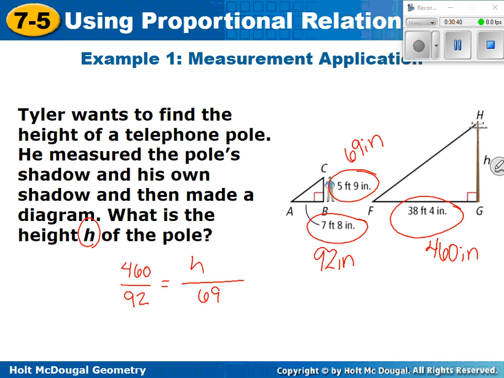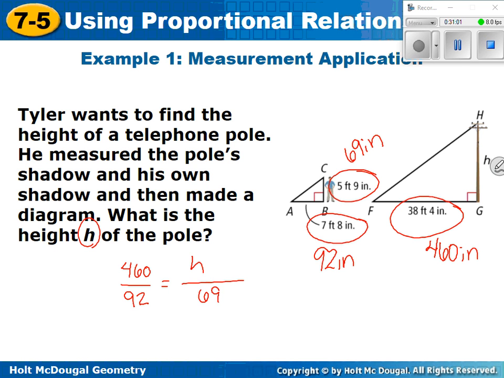Okay, make sure you're with me. Everybody with Martin? Yes, it will not matter. You can do numerator over numerator, denominator over denominator. You could flip those over. So you could do 92 over 460 and 69 over h. All will still work out the same.